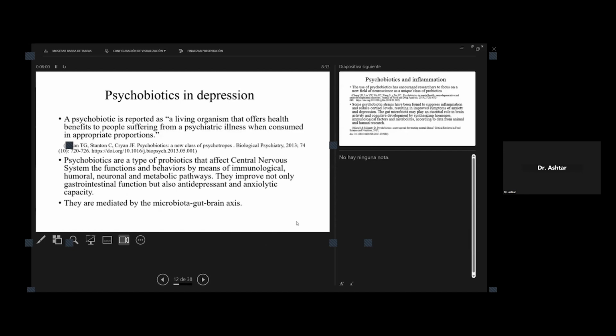Psychobiotics in depression. A psychobiotic is reported as a living organism that offers health benefits to people suffering from a psychiatric illness when consumed in appropriate proportions. Psychobiotics are a type of probiotic that affect the central nervous system functions and behaviors by means of immunological, humoral, neuronal, and metabolic pathways. They improve not only gastrointestinal function, but also antidepressant and anxiolytic capacity. They are mediated by the microbiota gut-brain axis.